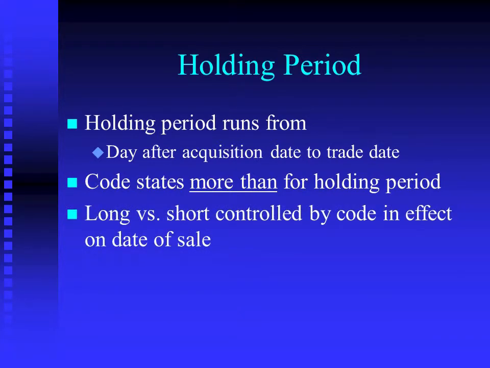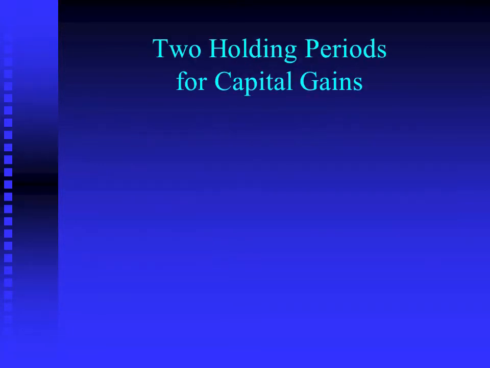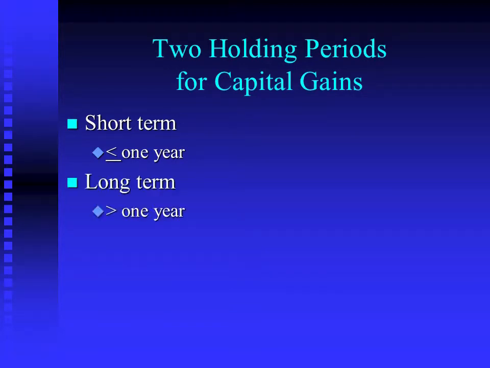Long versus short have had various definitions over time. At one point, for a very short period of time, 6 months was treated as a long-term holding period. Currently, and for the last 20 years or so, the holding periods are what is stated on the next slide. So let's go there. So your holding period, short term, is less than or equal to 1 year. Long term, more than 1 year.